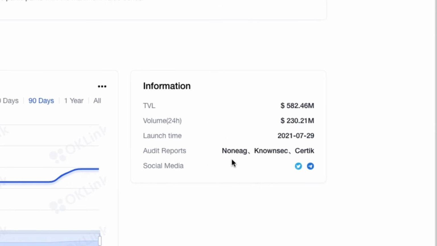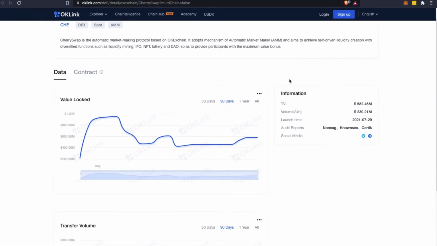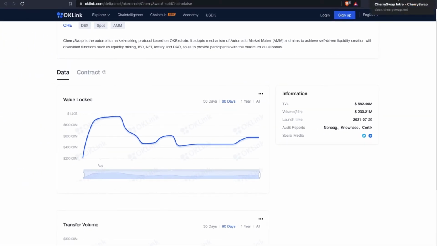And the transfer volume here, these are the data relating to CherrySwap, and you can see that they have audit reports from these few auditors here, and one of the more well-known is CAPI here. So they have their contracts being audited. And then let us take a look at their white paper.